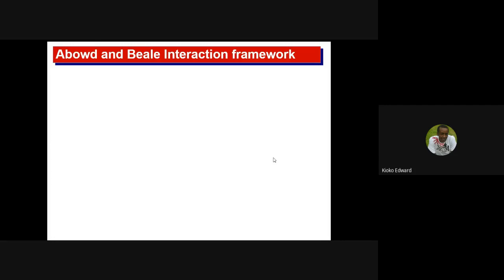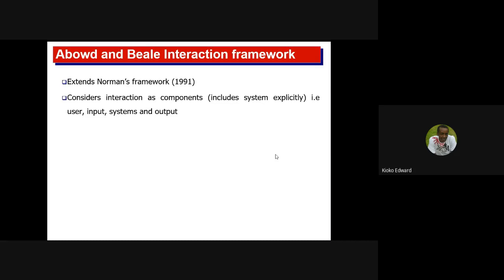The model was taken further by these 2 guys, Abowd and Beale, and they came up with a new framework, a new interaction model we call the Abowd and Beale interaction framework. This framework simply extends what the Donald Norman execution model did in 1991. Instead of just looking at 2 components, Abowd and Beale decided to look at communication as consisting of 4 items: the user, the input, the system, and the output. That's how the Abowd and Beale interaction framework perceives interaction to occur in systems.